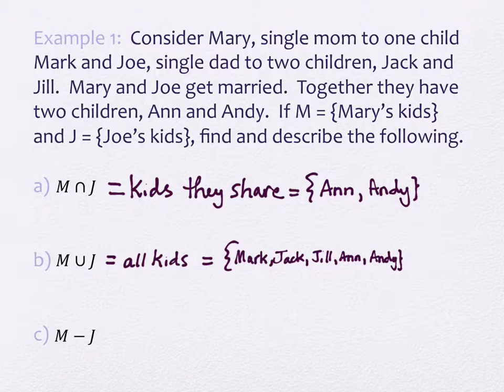So what would M minus J be? Just Mark. Right? Okay, yeah. So it would be Mary's only. The ones that Mary only is the parent for, right? Joe's not a parent for any of these children, and that would in fact be Mark. It's the kids she brought into the marriage with her, Mark.